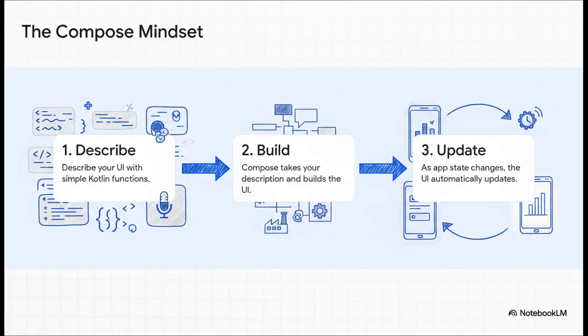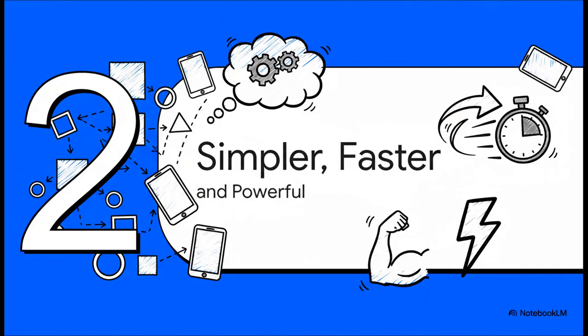So this new mindset, it really boils down to this simple, beautiful three-step loop. First, developers just describe the UI they want using simple functions. Second, Compose takes that description and builds the whole thing. And here's the magic part, right? The third step, as soon as any of the app's data changes, the UI automatically updates itself. No more going back and manually tinkering with every little thing. It just works.